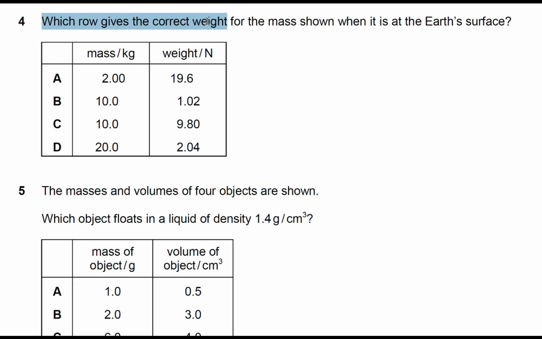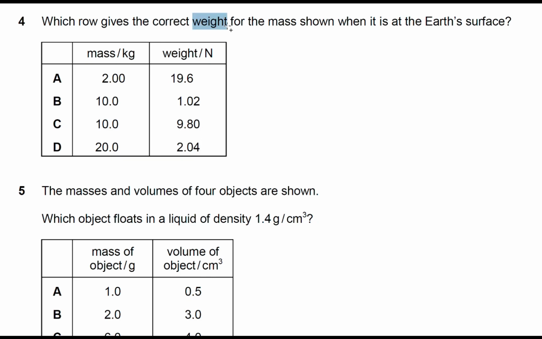Which row gives the correct weight for the mass shown when it is at the Earth's surface? So there are four masses, 2, 10, 10, 20. The weights are 19.6, 1.02, 9.8, and 2.02 respectively. Now, which one is correct among these four options?